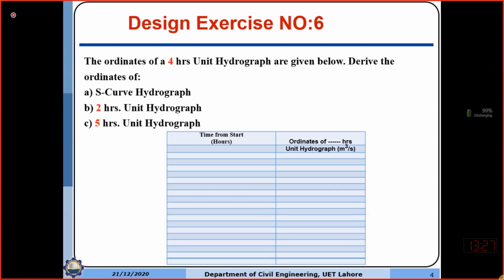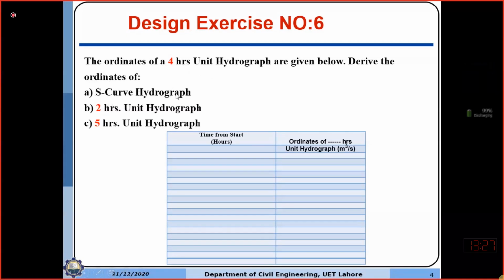So ordinates of a 4-hour unit hydrograph are given to you. Derive the ordinates of the S-curve hydrograph. So S-curve is one of the techniques used to convert the duration of a unit hydrograph from a given duration to some other duration.